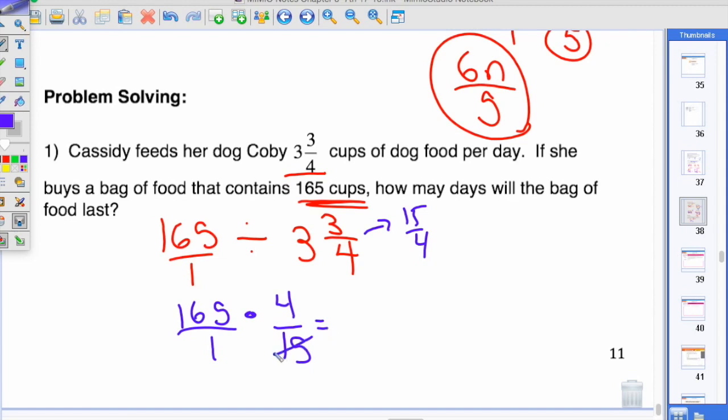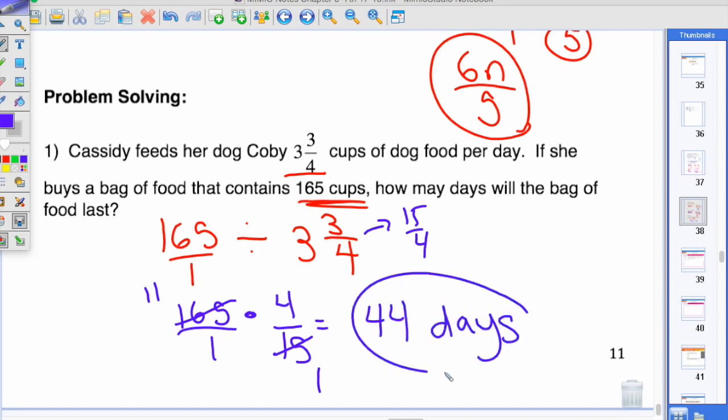We're going to cross cancel. We can take out a 15 from both, so we're left with 1 and 11. And when we multiply going across, we end up with 44. And 44 represents the number of days that it would take Cassidy for that bag of dog food to last.